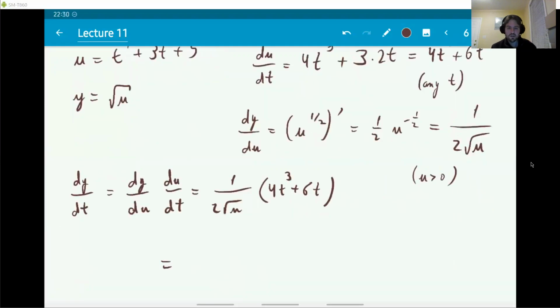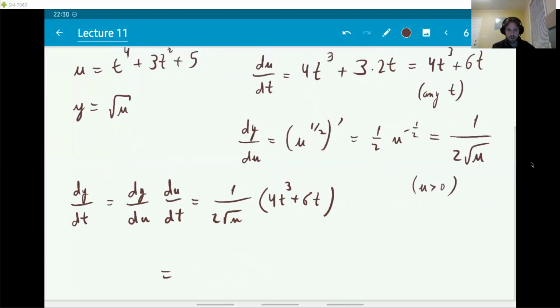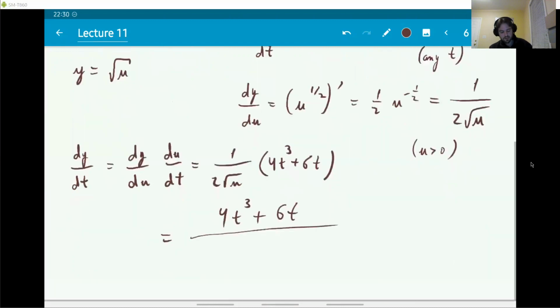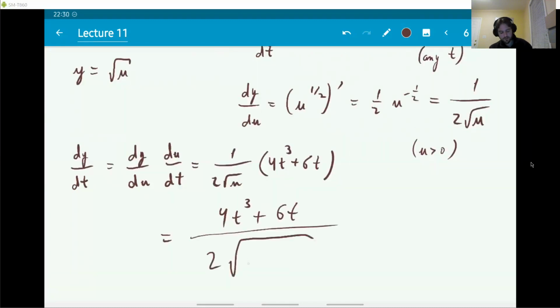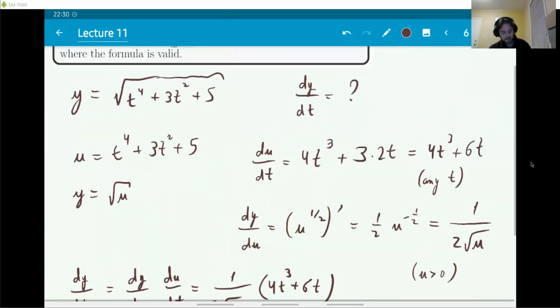And you want to put this all in terms of the original variable, the t variable. So you want to rename the u with what it actually means, which is right here at the top. That's what I'm going to do here. In this multiplication, I'm going to write the 4t cubed plus 6t in the numerator. And downstairs, instead of root u, I'm writing the square root of t to the fourth plus 3t squared plus 5, it was. Yes.